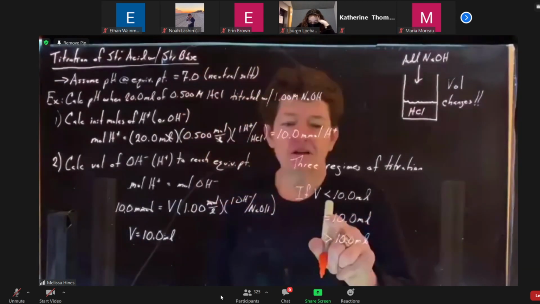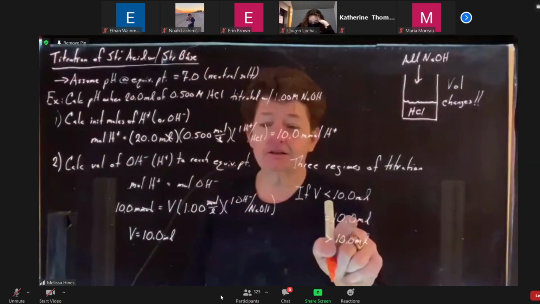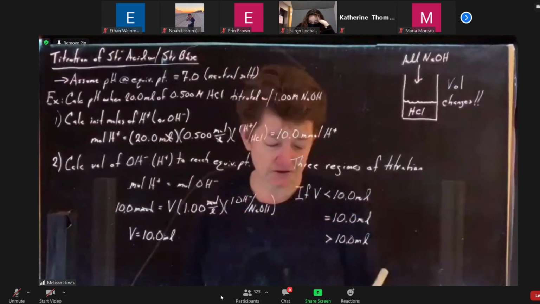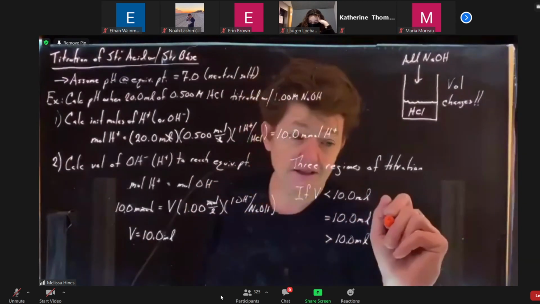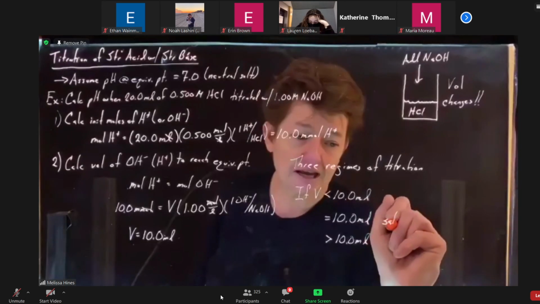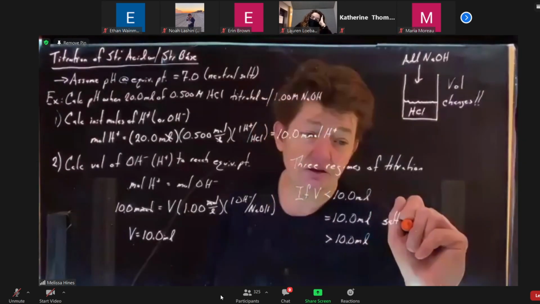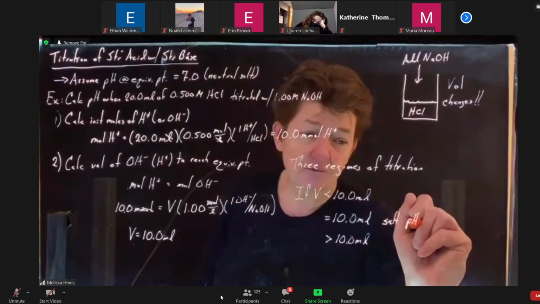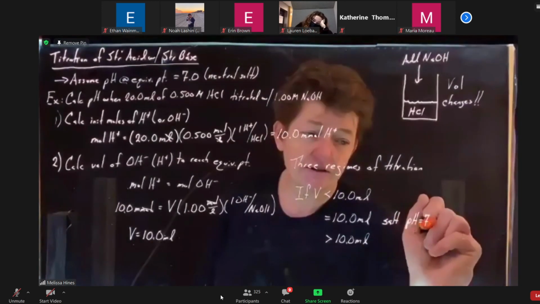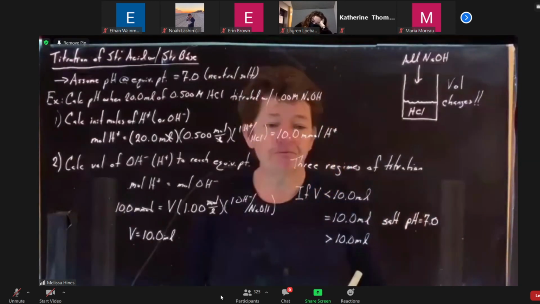Okay, so if the volume is equal to 10 milliliters, well, that's when we are at the equivalence point. And so what we are going to have there is we are just going to have a salt. And we are going to know that this is going to be a neutral salt, so we're going to know immediately that our pH is going to be equal to 7.0.